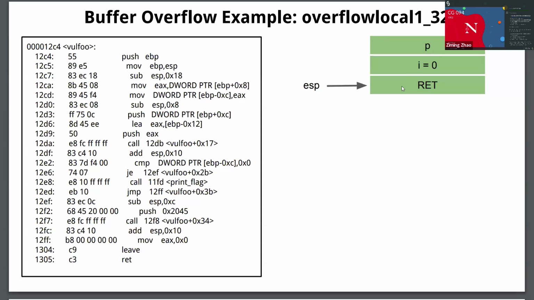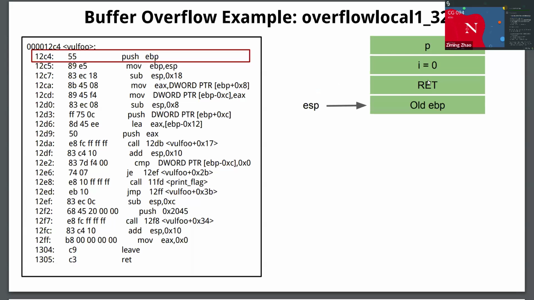And the ESP points to this. Then we execute Overflow. The very first instruction of Overflow is push EBP, right? So the EBP's value will go to this place. We call that the old EBP or saved EBP. And because this is a push, ESP will move down. So ESP points to this saved EBP.